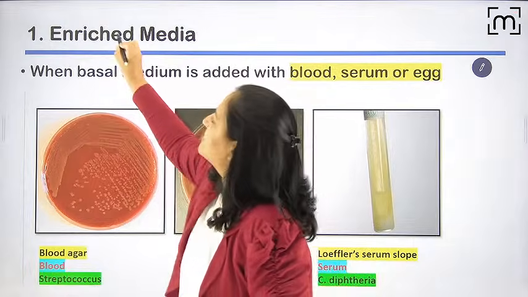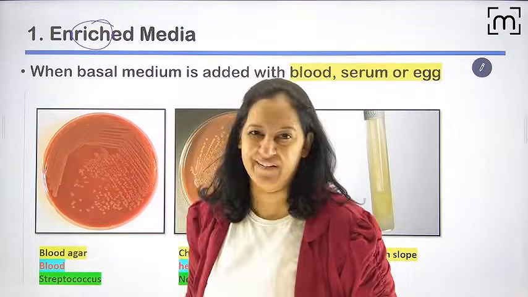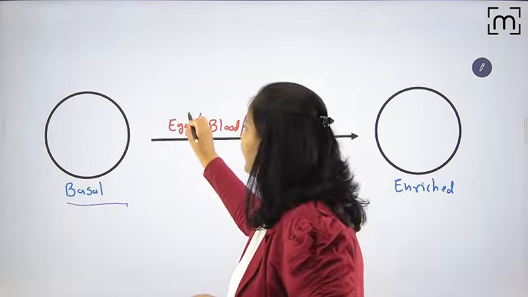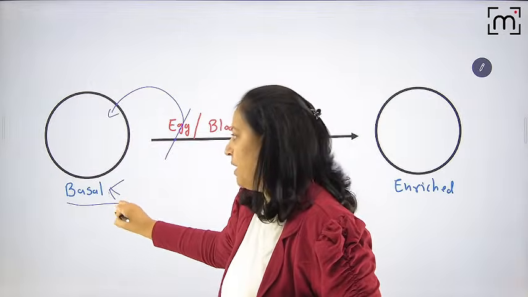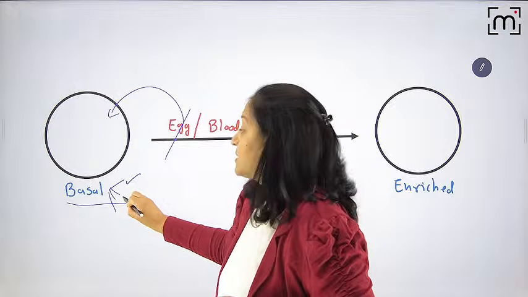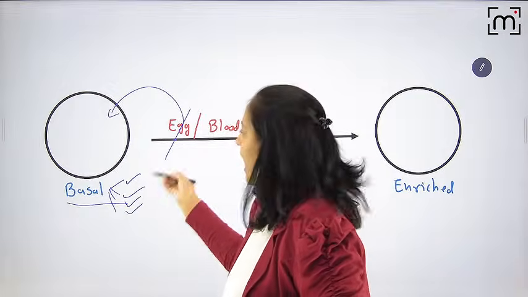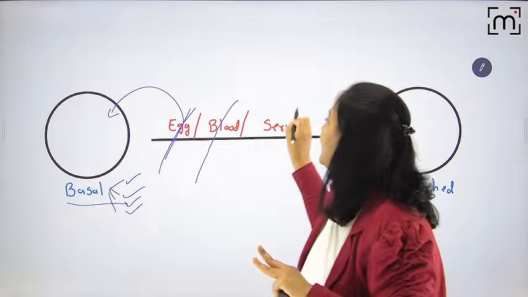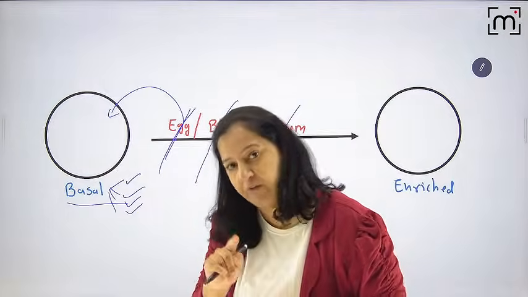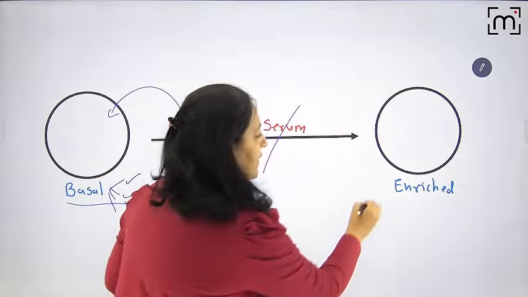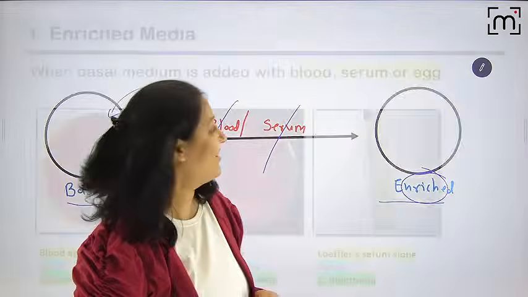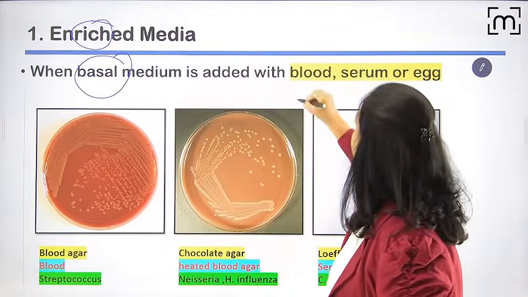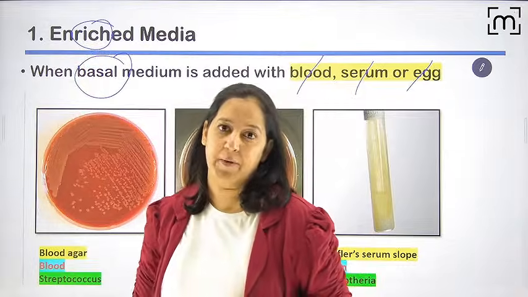So similarly, split the term. Enriched media. This is a rich media. So it's a media which contains basal. Apart from basal, you add one of the 3 things. Basal contains what? Basal contains water, salt, peptone, and meat extract. Apart from basal, you are adding either agar, or blood, or serum. You are adding one of them, not all 3, one of them. This becomes rich. And now you can call it rich media, enriched media. Got it? This is the definition. Now learn the definition. So basal media, when we are adding either blood, serum, or agar, it is known as enriched media.